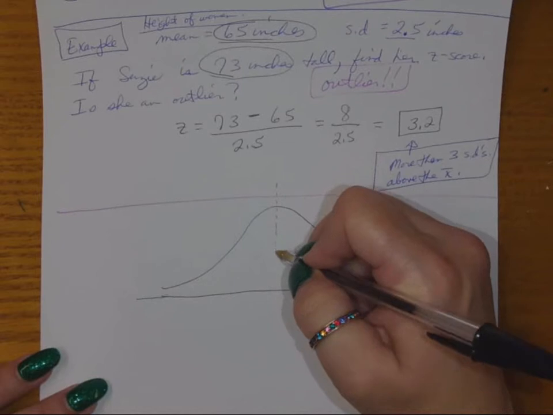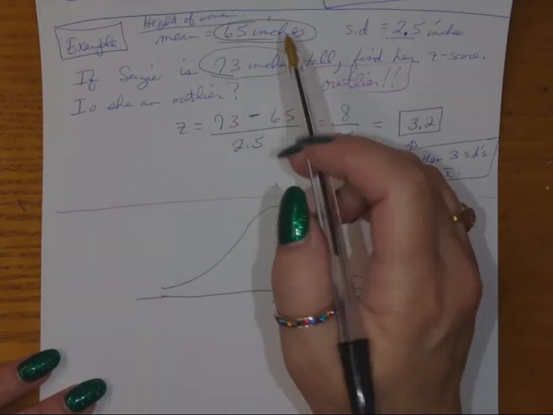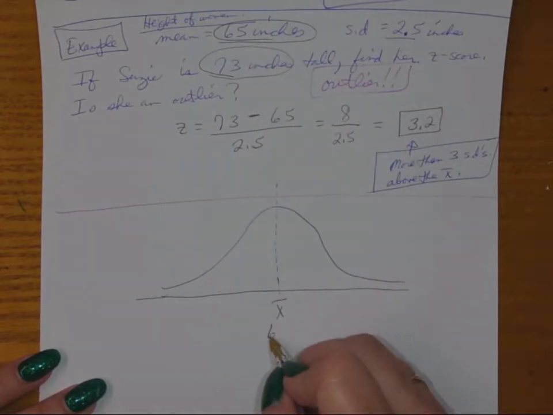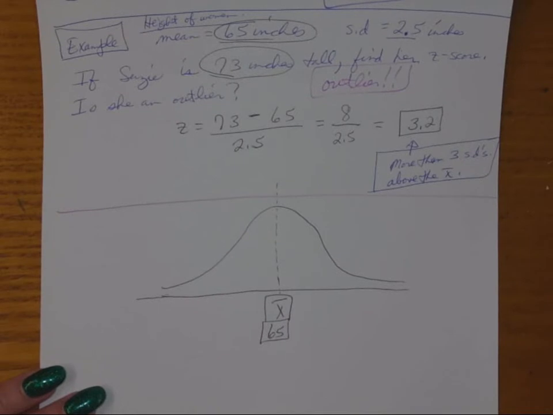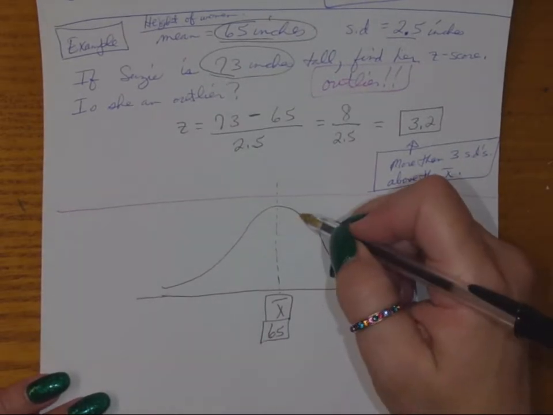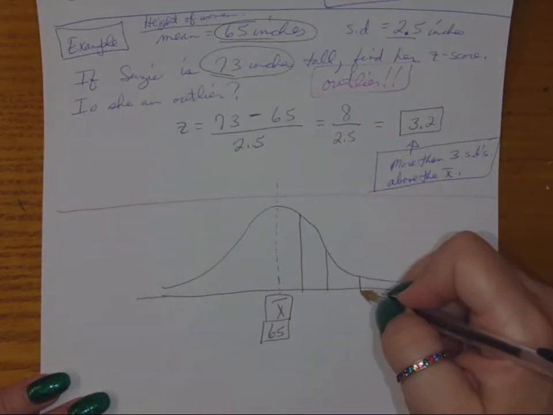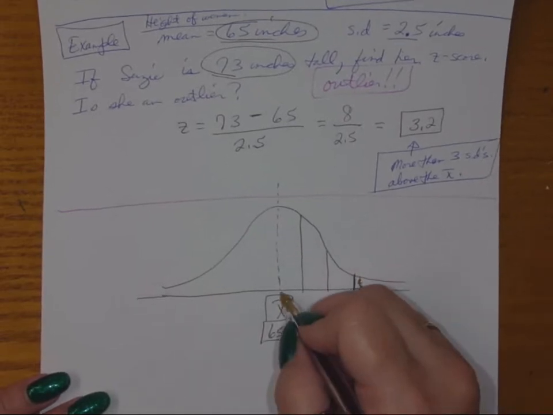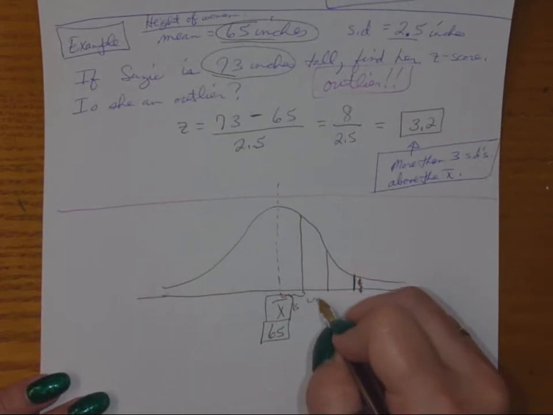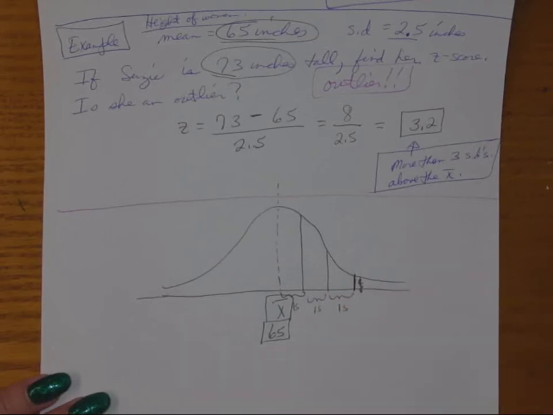So here's my x bar right down the middle. And what was their average? We're saying that their average height is 65 inches, right? Right here is my x bar. Okay. And then remember that we're going to do that whole standard deviation thing. So we need 1 standard deviation, 2 standard deviations, 3 standard deviations, and they should be about the same width. 3 standard deviations above. Each of these bars, so to speak, is 1 standard deviation wide.